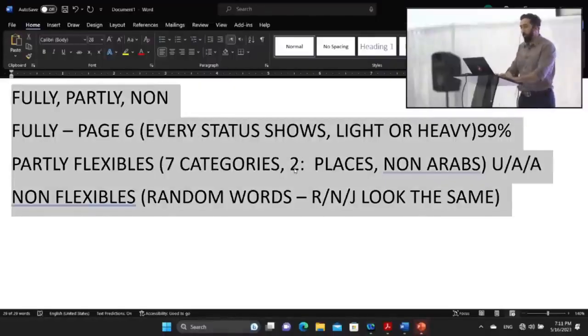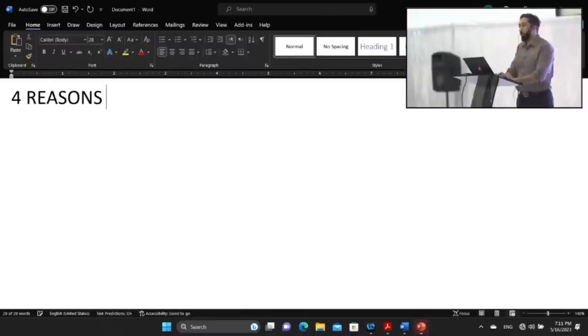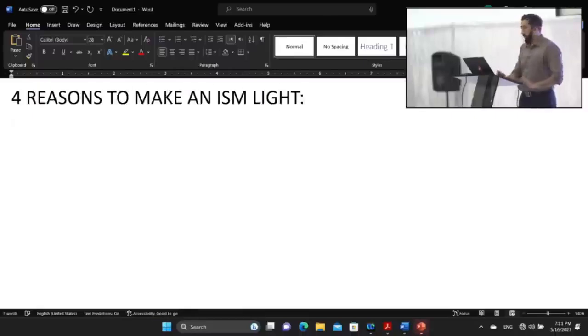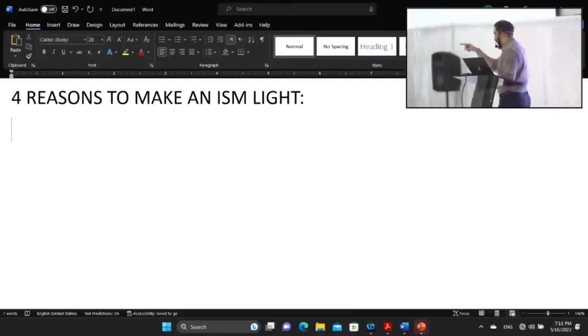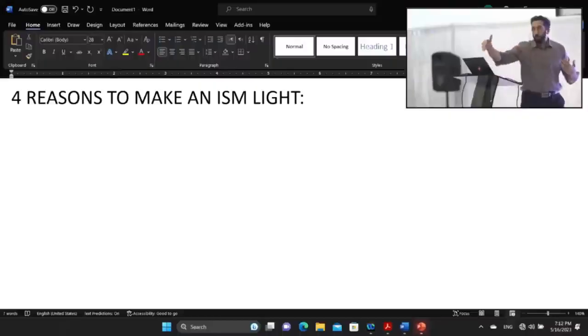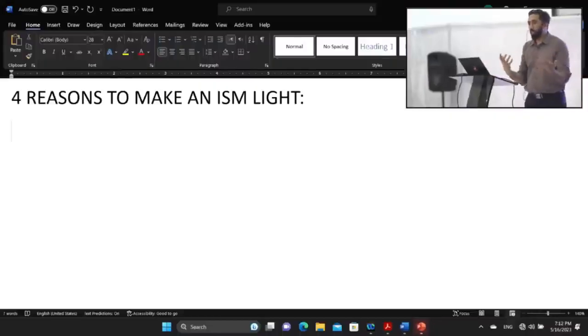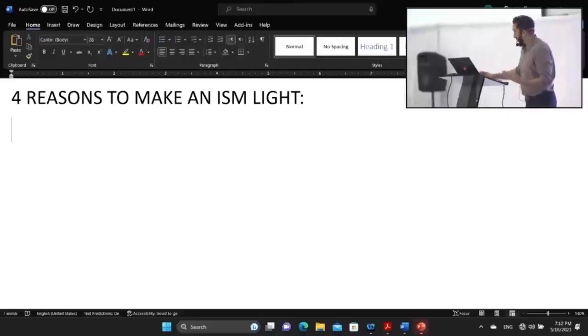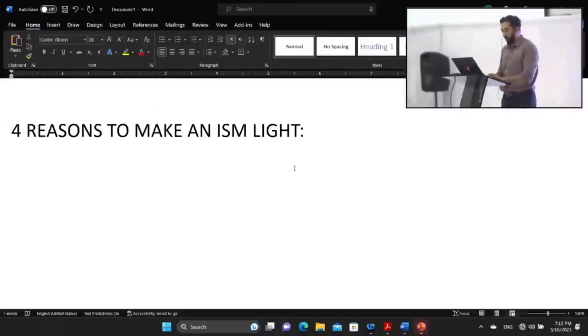Now, another quick thing that we didn't fill in last time. There are 4 reasons to make an ism light. It's in your notes. You can find it. And it's empty, isn't it? But first, before I write the answers here, I want you to remember what light and heavy are anyway. So let's ask ourselves, as a recap, a fundamental question: what are some things we know about light versus heavy?